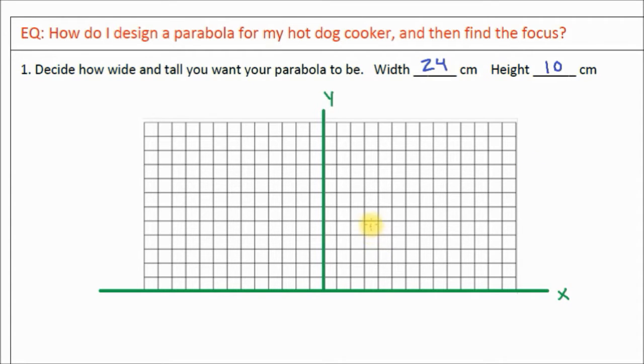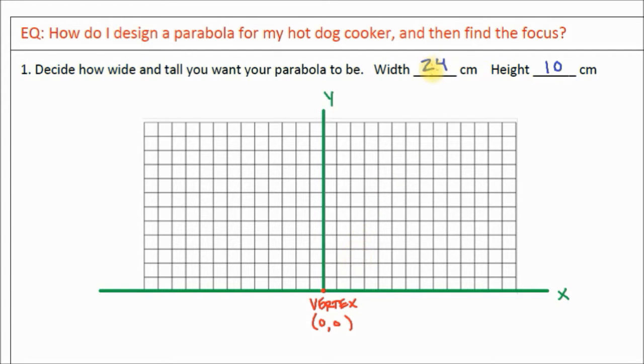Now to make this an easy problem, we're going to put the vertex at 0, 0. So over here on the bottom, you're going to label this as your vertex, and let's say that is at point 0, 0. And you'll see when we build the equation of this parabola, it's a whole lot easier when the vertex is at 0, 0.